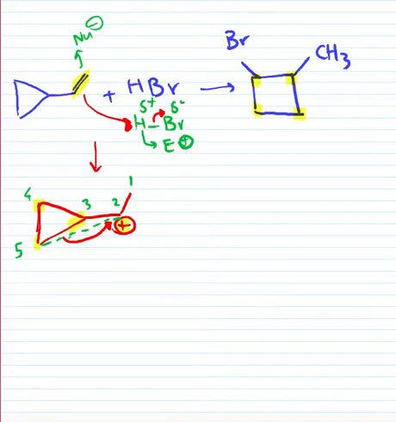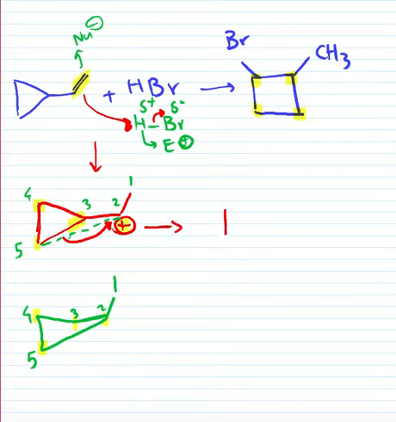So let me just draw this here. So if you want to kind of imagine it, it's like this: 1, 2, 3, 4, 5. So now if I count the number of carbons here, it's 1, 2, 3, 4. Voila! So it's exactly the same as my product. Let's draw that. Okay.